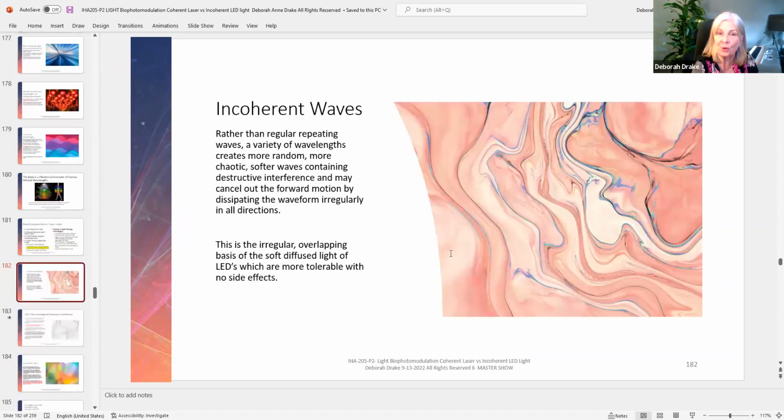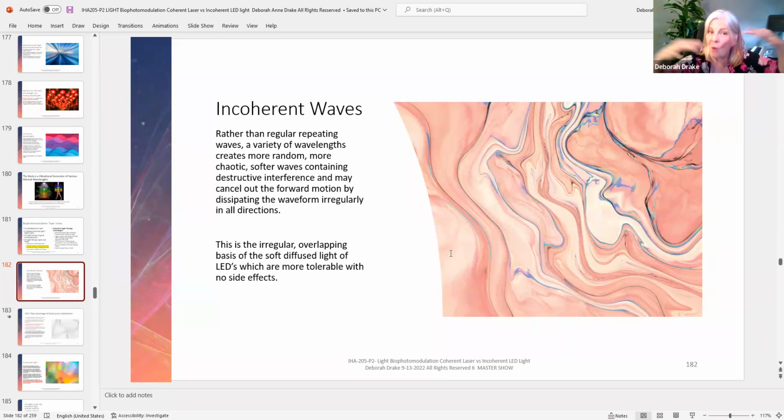So now I want to show you that incoherent waves are really scattered and wavy. They're not exactly linear, okay? They're random, they're chaotic, they're softer, right? They're not as destructive, not a tsunami on the shore, but a nice gentle wave on the shore. And they cancel out motion forward and backwards, and eventually they come to a balance point, okay? So they're irregular, overlapping, soft, diffused. LEDs are more tolerable to give incoherent waves that make this kind of pattern, so it won't burn you.